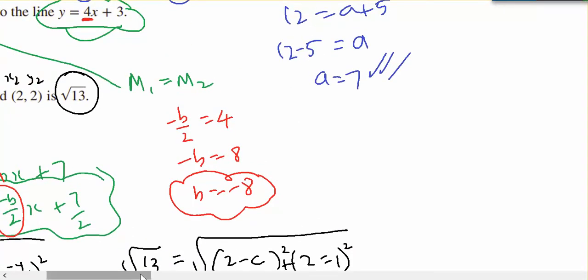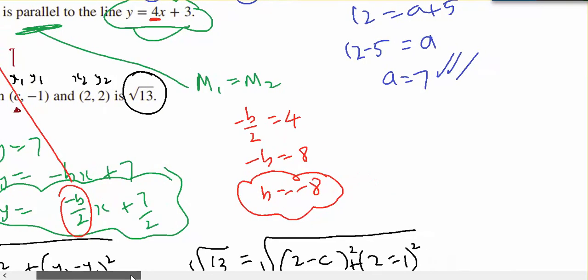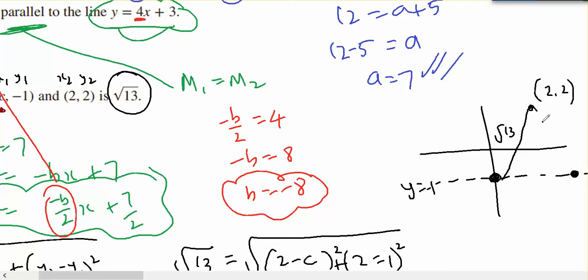And why might that be the case? Well, if I've got the point 2, 2, and I've got a point which is somewhere on the line of y equals negative 1, then c could be here, where that distance there is root 13, or c could be here, where that distance there is root 13. There's two spots that I could be at, 0 and negative 1, or 4 and negative 1, which is why in this case I've got two answers.